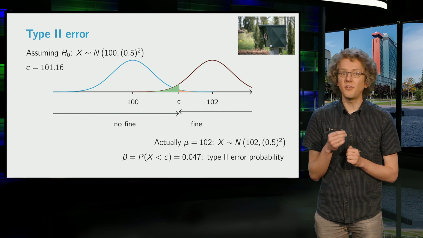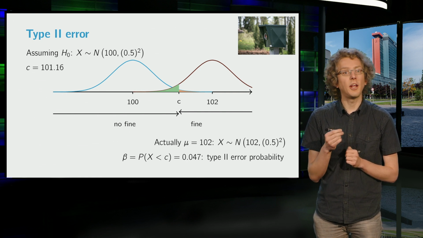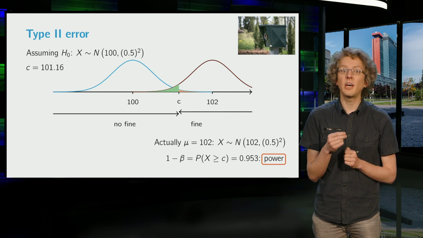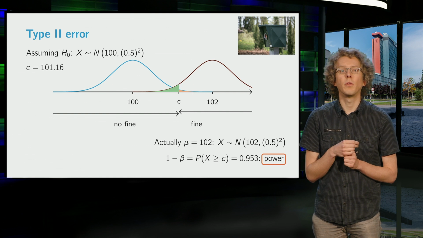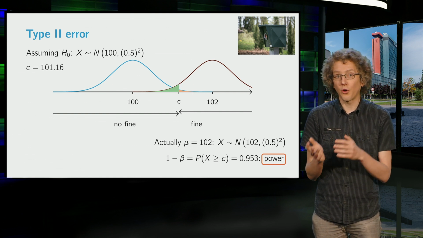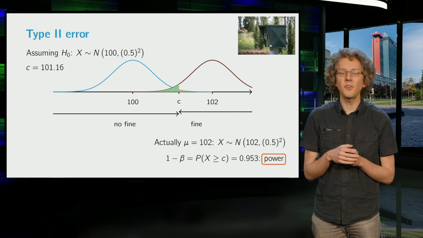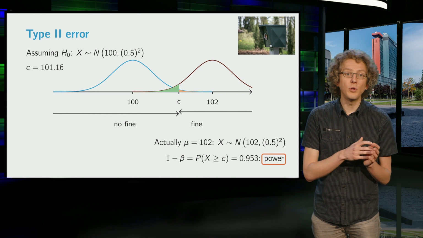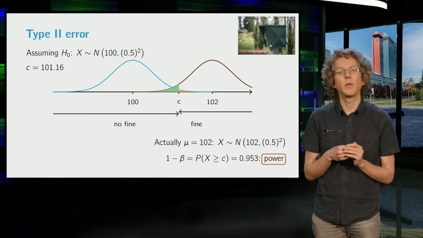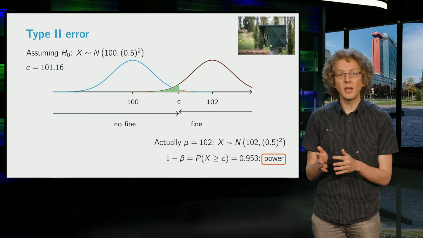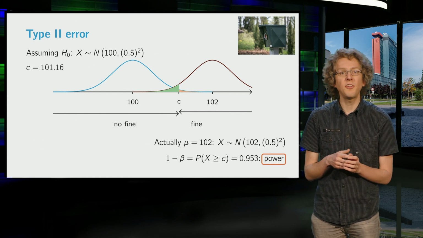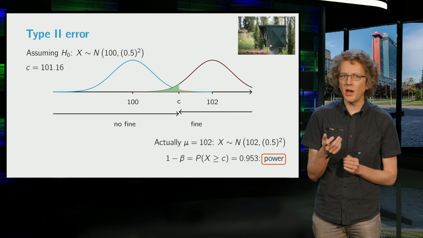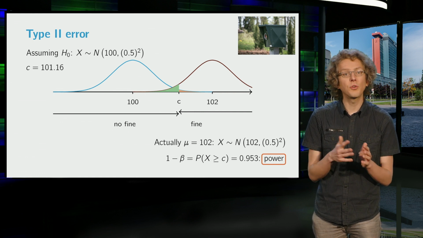This probability is denoted by beta. Its complement, 1 minus beta, is called the power of the test at mu equals 102. It is the probability of correctly rejecting the null hypothesis in the case that the alternative hypothesis is true in the sense that mu equals 102. The power function of a test can be used to compare hypothesis tests based on different test statistics. Actually, in much the same way as the MSE could be used to compare estimators.